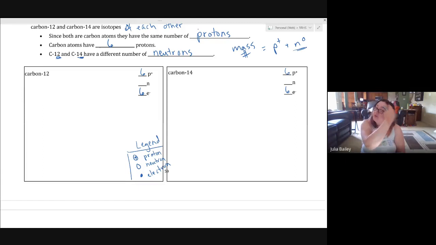Neutrons is what I really want to focus on right now. Remember, the mass number is protons plus neutrons. For carbon, we have 6 protons plus some number of neutrons, and for carbon 12, those add up to 12. So 6 plus neutrons equals 12. How many neutrons are there? There must be 6. But for carbon 14, 6 protons plus some number of neutrons equals 14. 6 plus what equals 14? That number of neutrons is going to be 8.